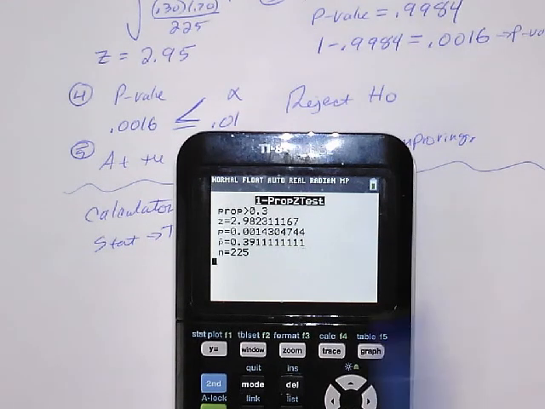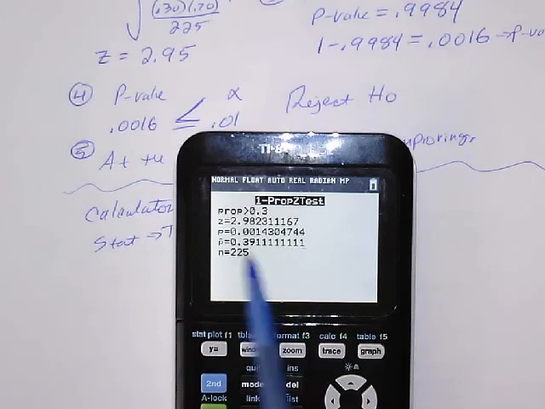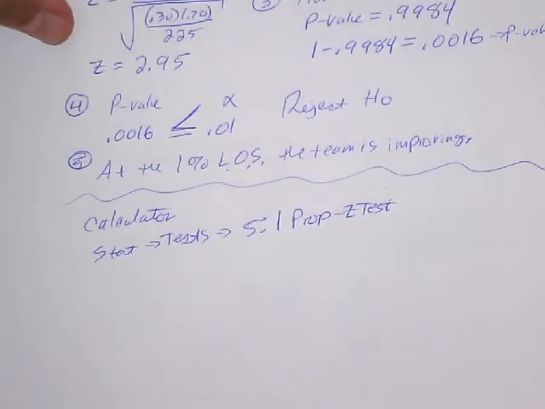The reason for the different z and different p is because if you notice my p hat here, 0.39111111 repeating, because this is using all those digits, that's why we're slightly off a little bit because of the rounding.